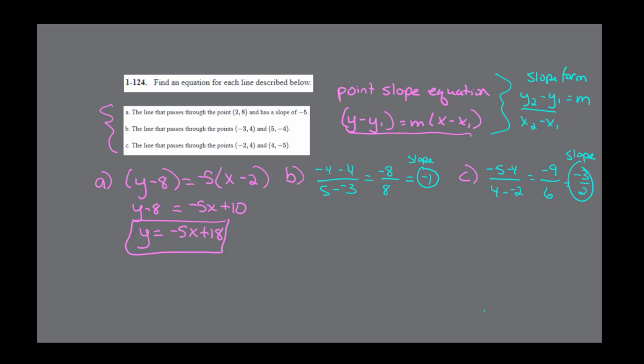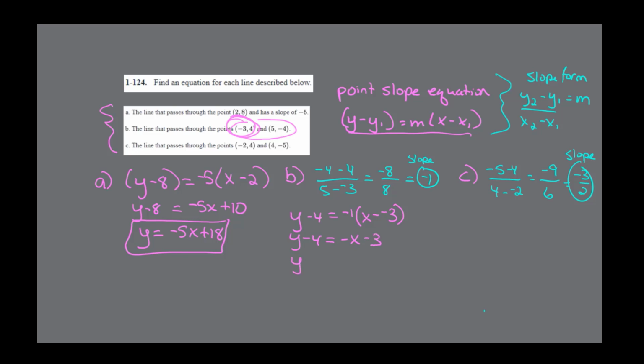Now we're just going to go ahead and plug those into the equation. I can pick either of these points on part B to do this point-slope form, so I'll just pick the first point. So we've got y minus 4, because I'm using this point, equals our slope, which is negative 1, times x minus a negative 3. So y minus 4 equals a negative x, and that's going to be a plus 3 inside, so it's going to be a minus 3 when I multiply it.